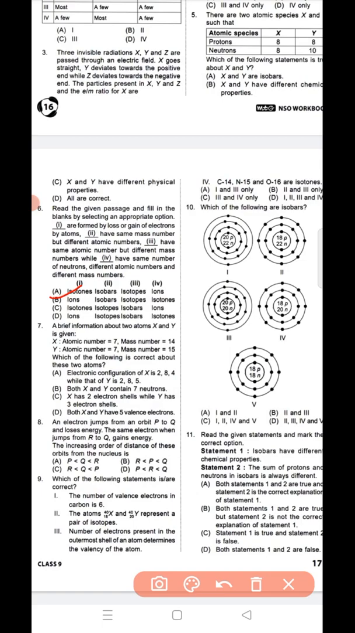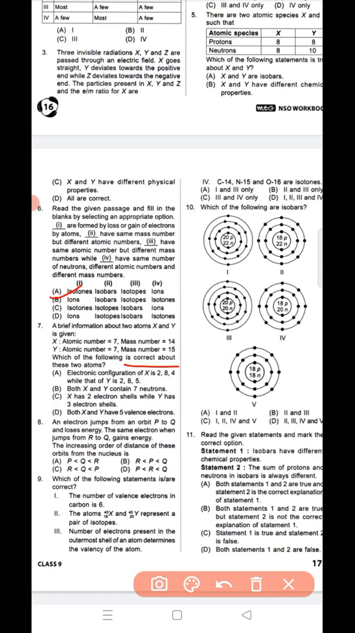Now question number 7, a brief information about two atoms X and Y is given. X has atomic number 7, mass number 14; Y has atomic number 7, mass number 15. Which of the following is correct about these two atoms? Electronic configuration of X is 2, 8, 4, while that of Y is 2, 8, 5. Both X and Y contain 7 neutrons.